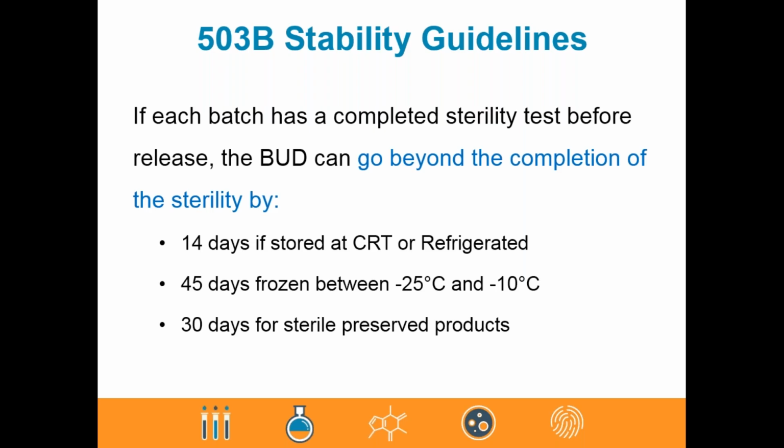Kind of an interesting concept here for the 503Bs says that the BUD can go beyond the completion of the sterility test by these time periods, depending on the storage conditions and whether it's preserved or not. So if you make a preparation, have a 14-day sterility test completed on it, you can go 14 days past the completion of the sterility test. So you get 28 days use period at controlled room temperature, refrigerated, longer or frozen, and then 30 days past the completion of the sterility test if it's a sterile preserved product.